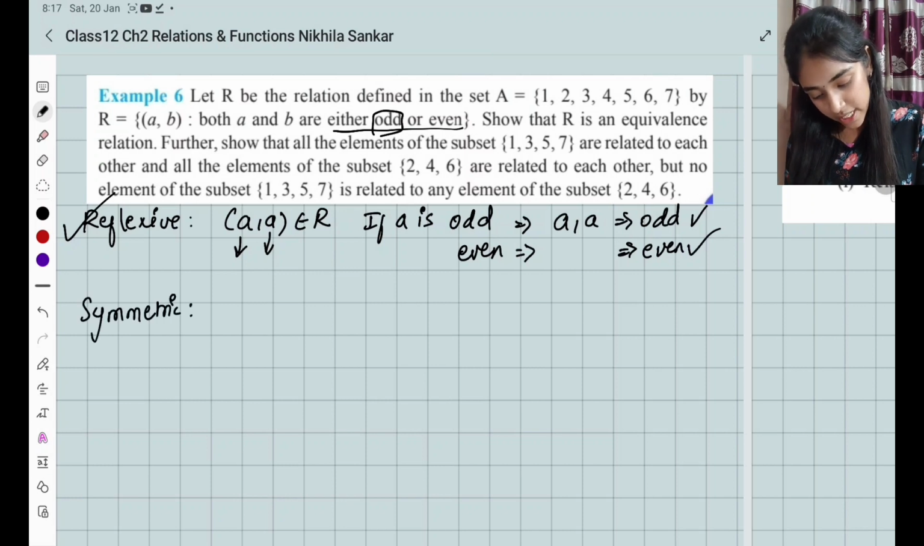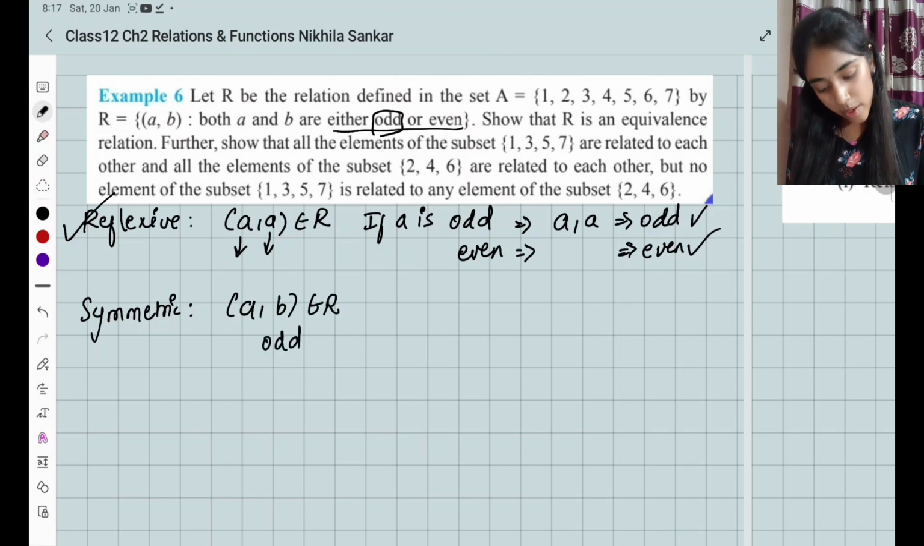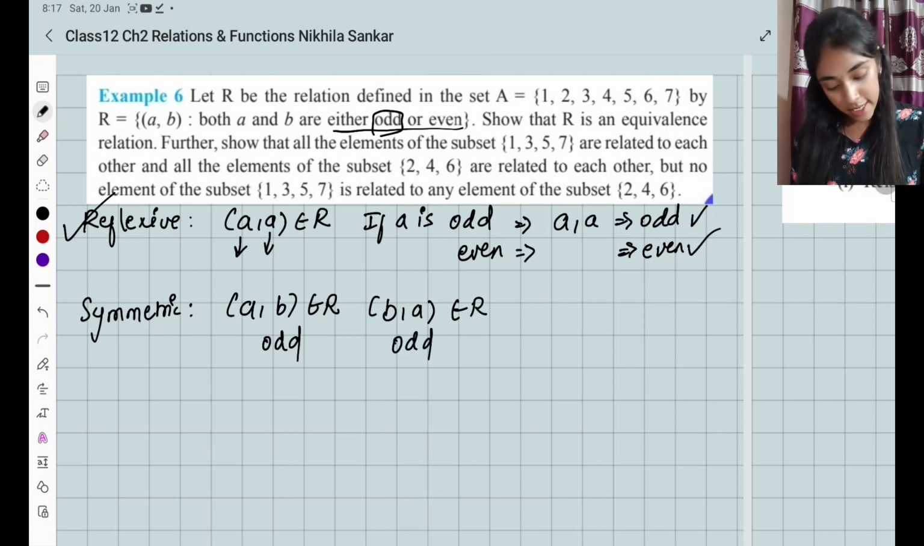Now, what does symmetric mean? You have (a, b) belongs to R. Let's look at odd first. (a, b) belongs to R means (b, a) also belongs to R. So this is also going to be odd. If it is going to be even, (b, a) is also going to be even, which means this is going to be symmetric. Understood? This belongs to the relation. So this is also symmetric.